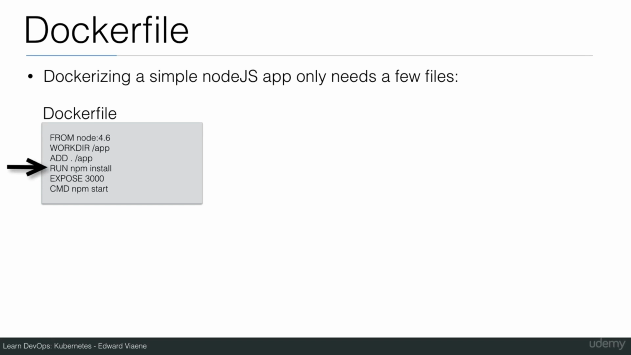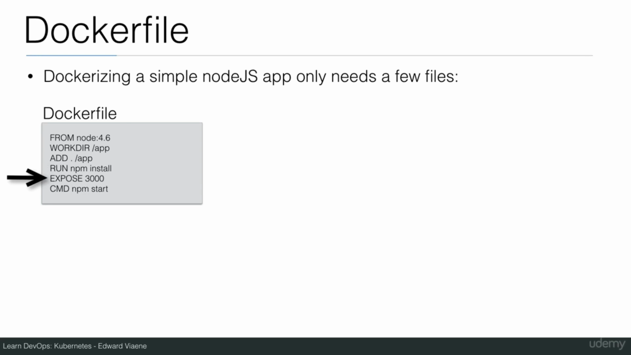You can do that using the run command. So this is going to run npm install. npm install is a command that will install all the dependencies so that we bundle the dependencies together with this Node image. So we will have the Node image with the Linux operating system and all the dependencies, and then we're going to add all dependencies that this app needs.